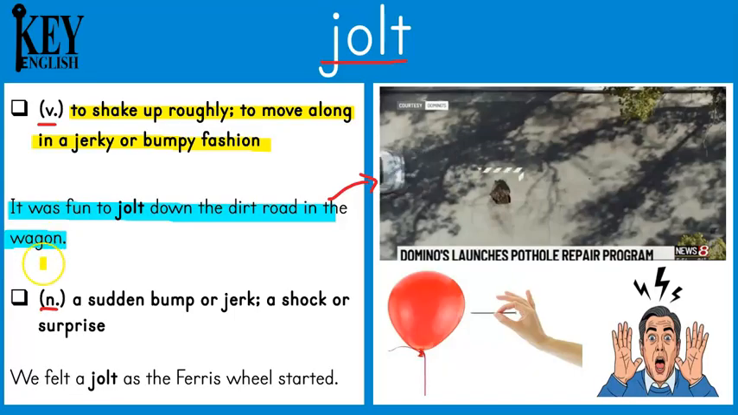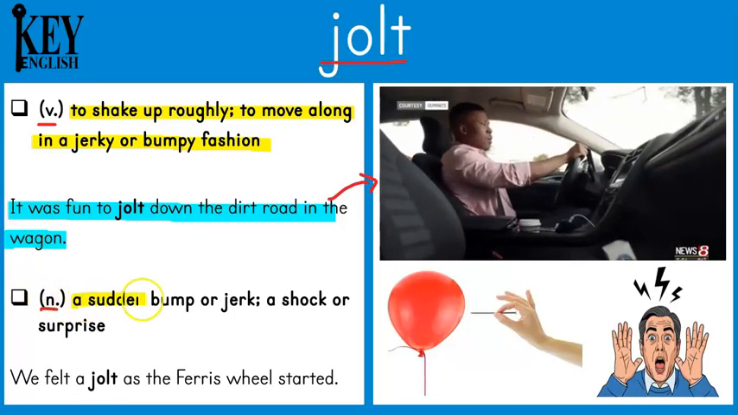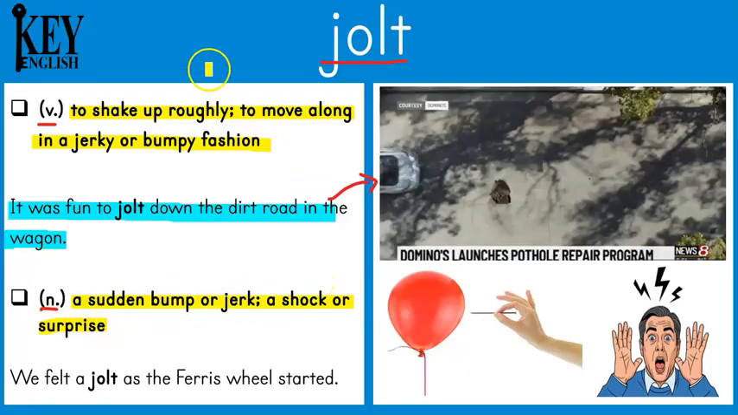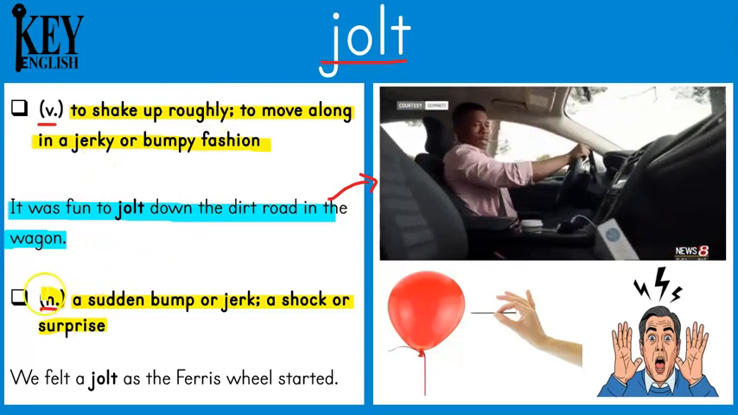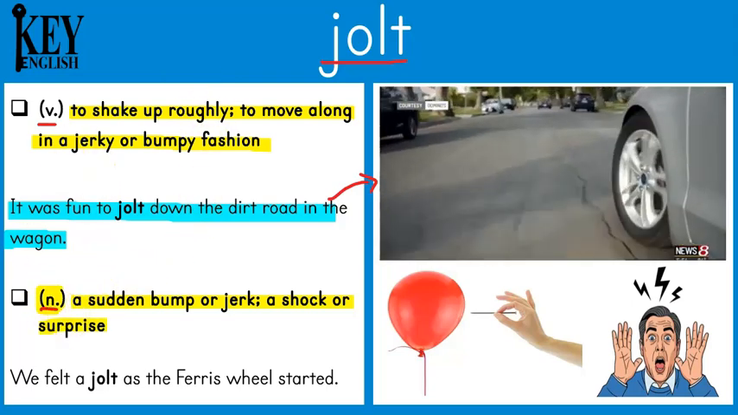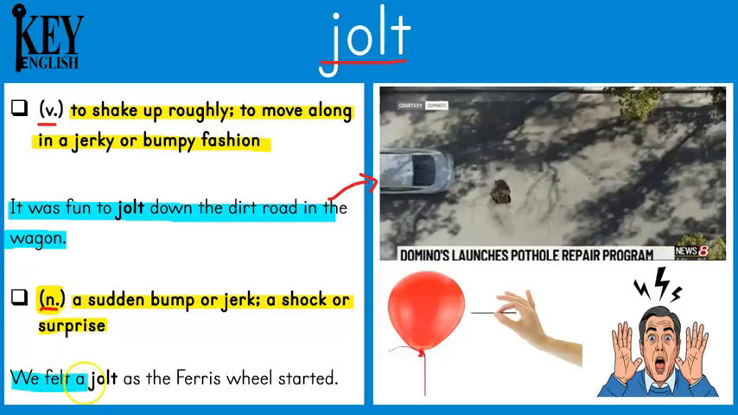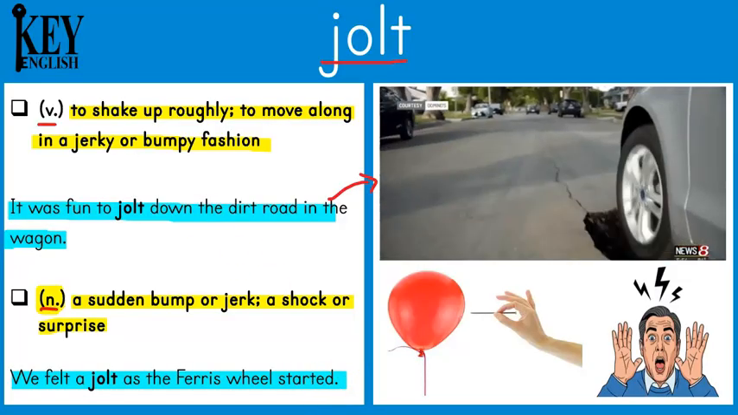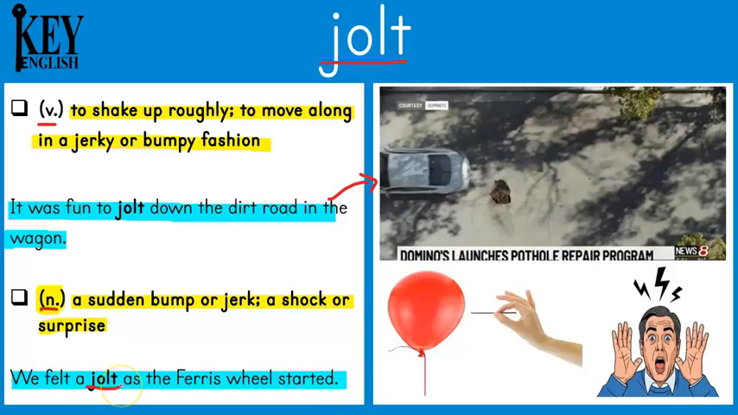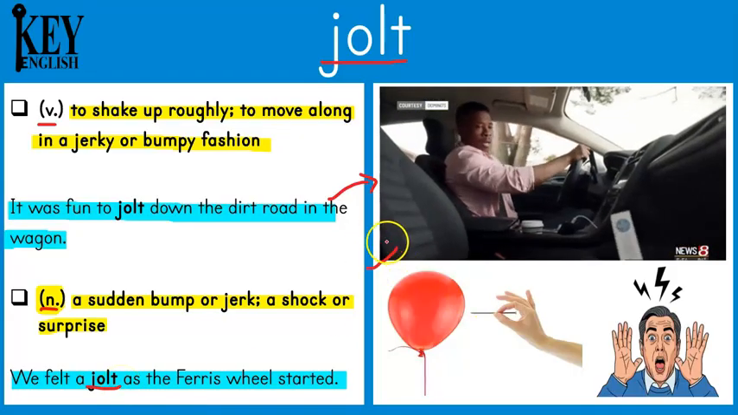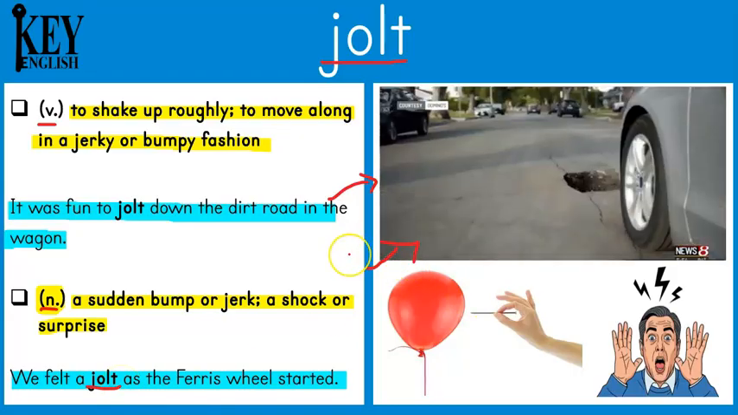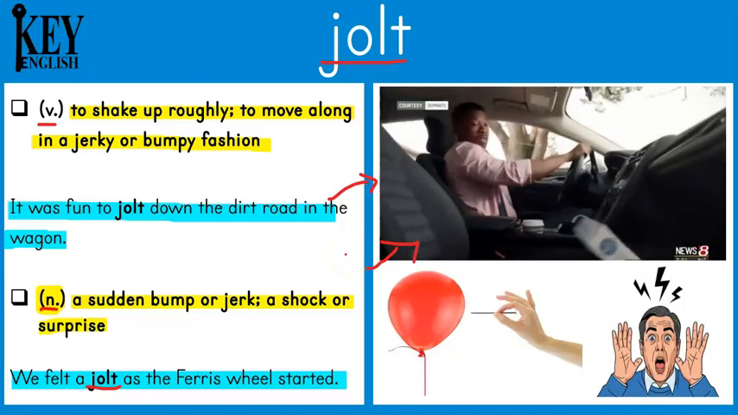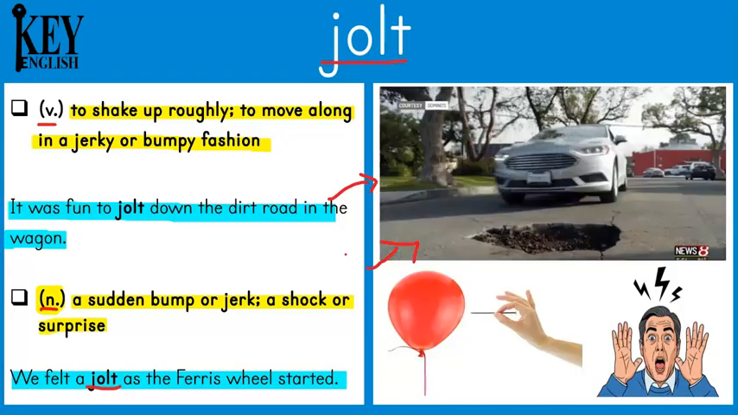We can also use jolt as a noun. It's still a sudden bump or jerk, a shock or surprise. So the meaning is still the same. We're just using it as a noun instead of as a verb. So the example says, we felt a jolt as the Ferris wheel started. So now jolt is the thing that you're feeling, not the action. So going back to this video here, I could say the man hit a pothole and got a jolt. So he got that feeling of a sudden bump or a jerk.